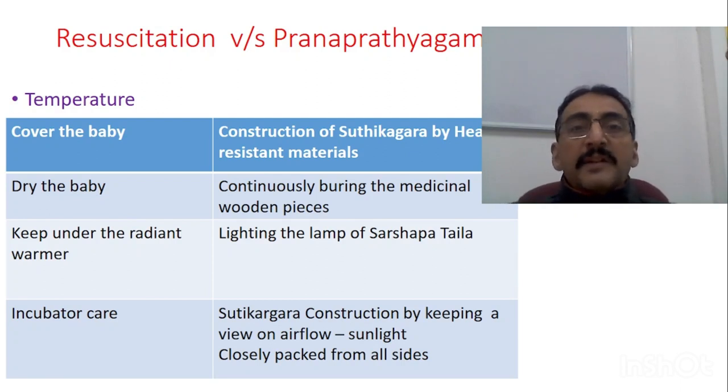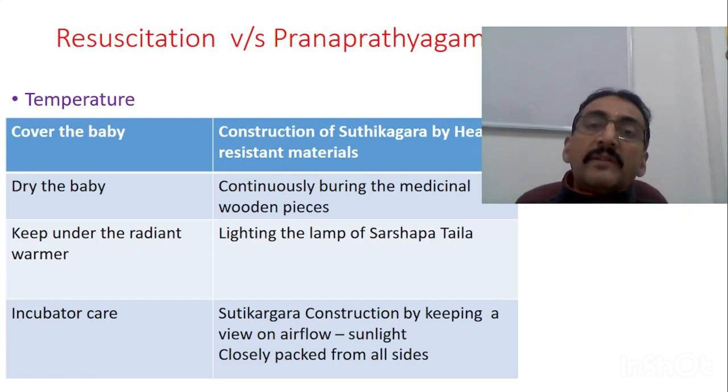Now, we will see the same principles as explained in Ayurveda under the heading of Pranapratyagamana. Okay. So, first they have explained maintenance of temperature. For temperature maintenance, what present science says is, you cover the baby very well, then dry the baby, then keep the baby under the radiant warmer, that means any heat source, and also you can keep the baby in an incubator. This is what contemporary science says. Now, if you look into Ayurvedic science, the Pranapratyagamana concept very clearly says construction of the Sutikagara with heat resistant materials. According to Ayurveda, the delivery room is a Sutikagara. In the Sutikagara, the delivery will take place.